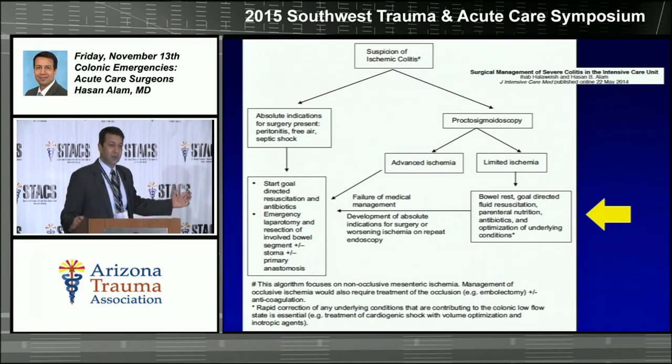Putting it all together, this is how I look at it. If you've got absolute indications, just operate on the patient. If you need to do a sigmoidoscopy to confirm the diagnosis, so be it. Otherwise, if you have the information on the CT scan, that's appropriate. And then over the next 12 to 24 hours, the vast majority of these patients would not need an operation, they will get better.